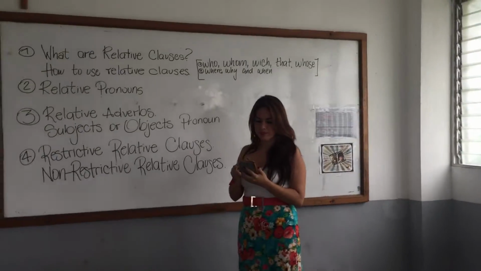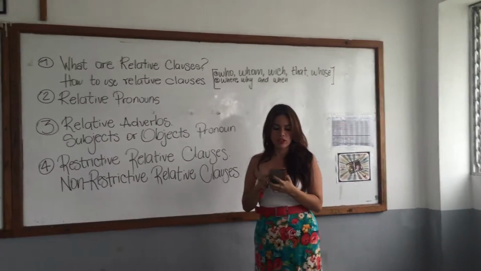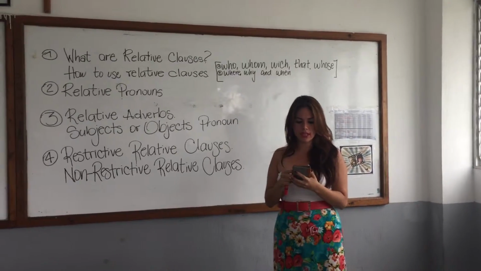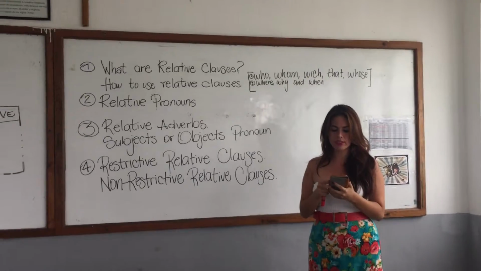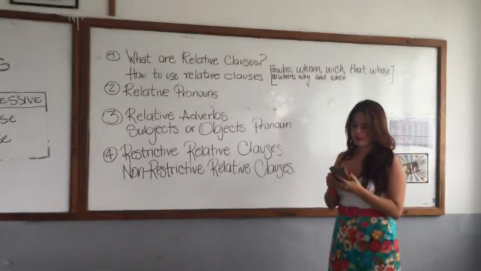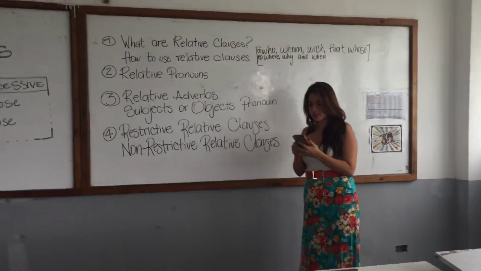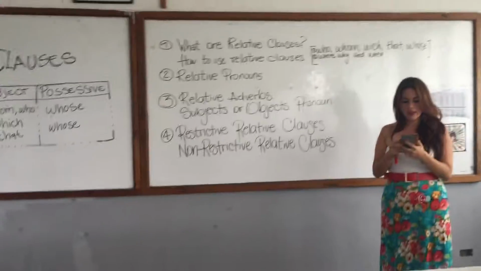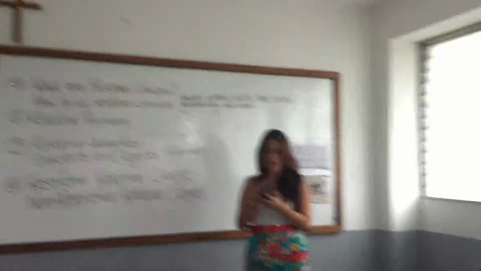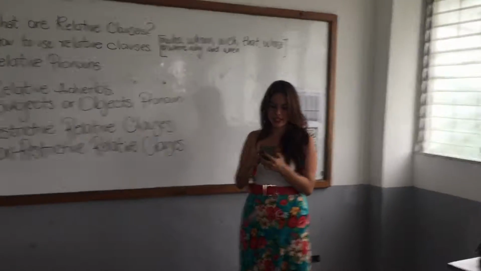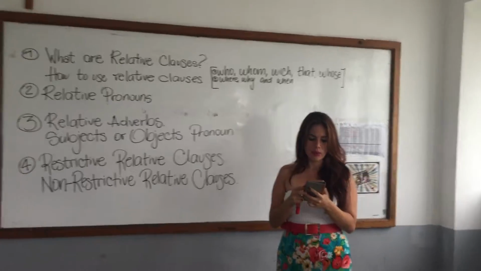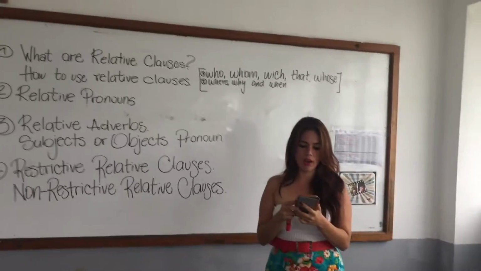Relative adverbs. Where, referring to a place. Example: the restaurant where I usually have dinner is nice. When, referring to a time. Example: there are times when I feel so lonely. Why, referring to a reason. Example: this is why she refused the offer.